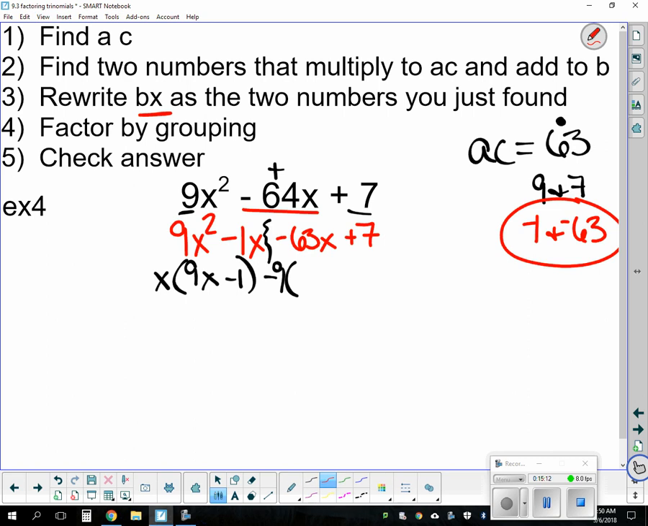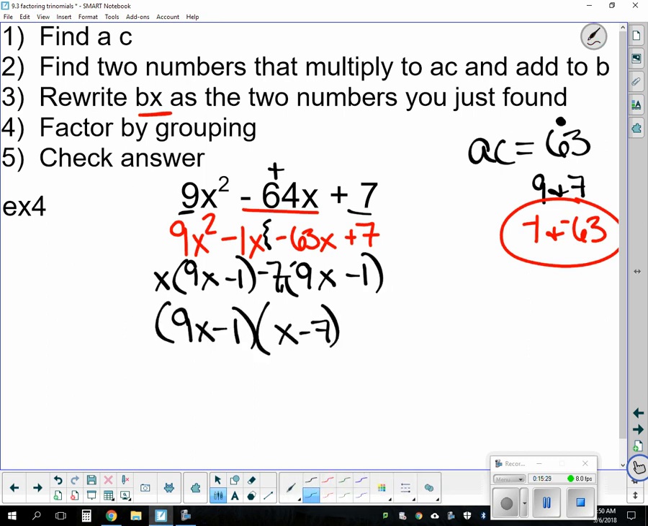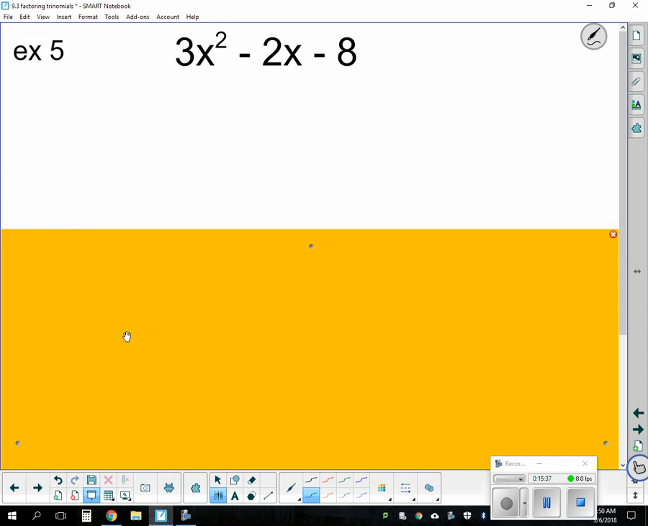I'm sorry, not a negative 9, a negative what? 7. Obviously, I can't take a 9 out of 7. But when I take the negative 7 out, then I'm left with 9x minus 1. My parentheses match, 9x minus 1 and x minus 7. That's my answer. Okay? Next one.